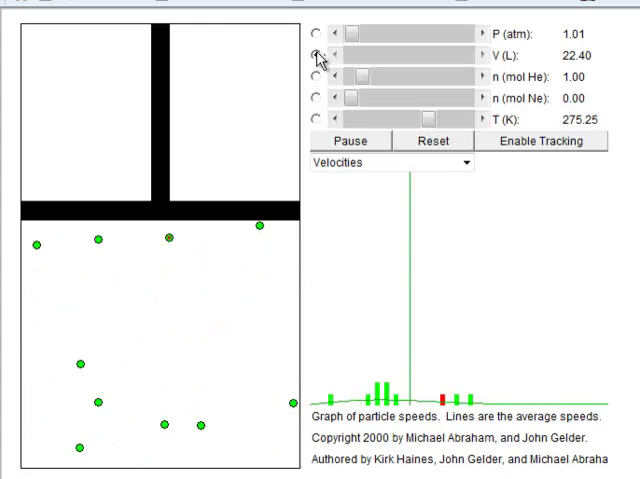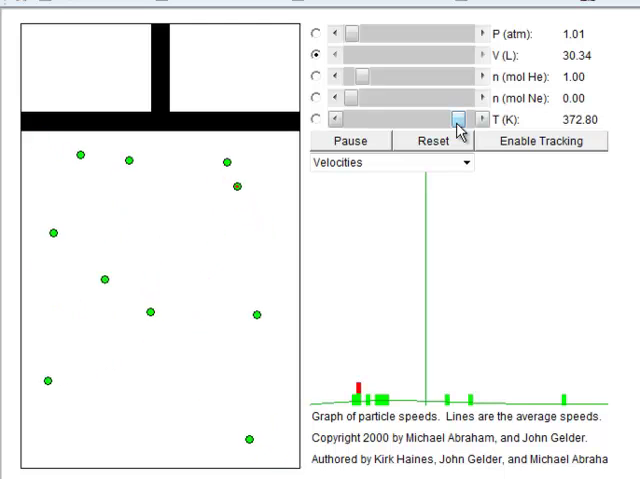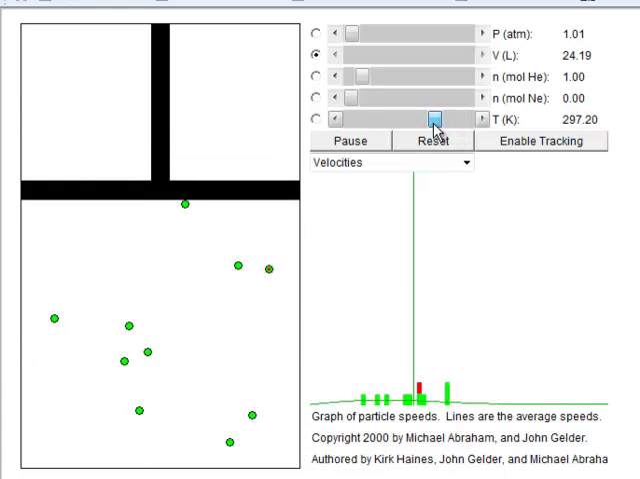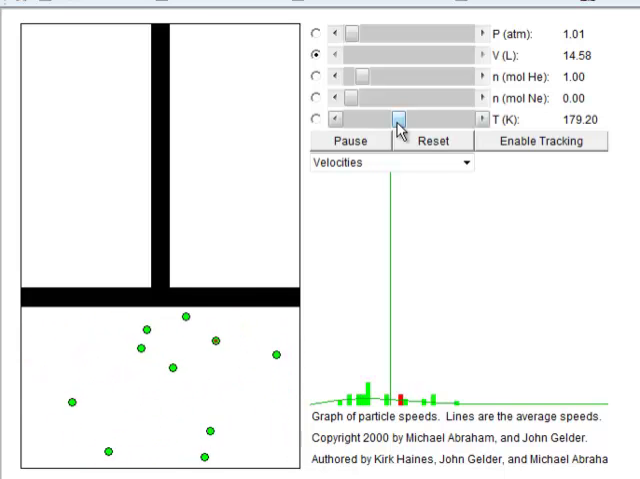Now let's think about volume and temperature. We keep the pressure constant. If we keep the pressure constant as I increase the temperature, notice how the volume is going up. That's the only way to keep the pressure constant, is if the volume goes up as the temperature goes up. If I decrease the temperature, the volume goes down. Because again, that's the only way I'm going to keep the pressure constant.